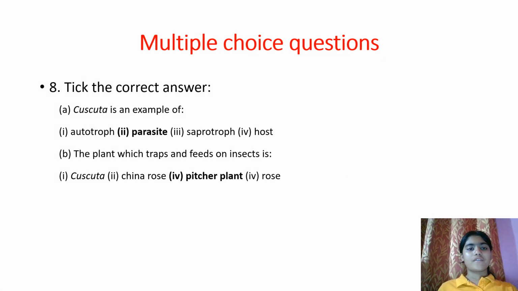Choose the correct answer. Cuscuta is an example of a parasite. The plant which traps and feeds on insects is pitcher plant.